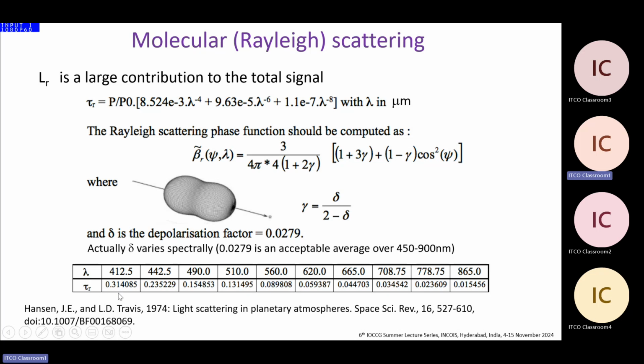In the blue, 0.3 is definitely a large optical thickness as compared to what you have here. That means basically the Rayleigh component is very important in the blue-green and becomes very small when you go to the near-infrared, and the aerosol component is going to be much more important in the near-infrared.